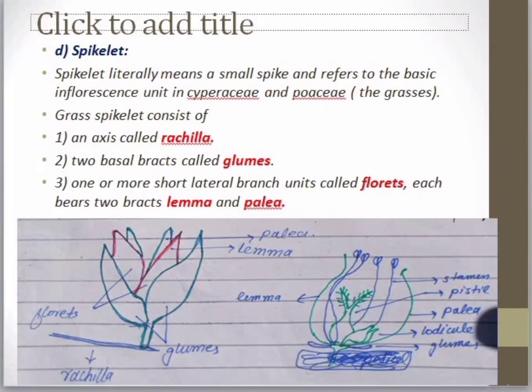The other specialized inflorescence is the spikelet. Spikelet literally means a small spike and refers to the basic inflorescence unit in Cyperaceae and Poaceae, the grass family. It is actually a small spike, but its structure is very different from the other inflorescences. It is usually found in the grass family. A grass spikelet consists of an axis called the rachilla. This is the axis that is known as the rachilla. Two basal bracts called glumes. These are the basal bracts known as the glumes.